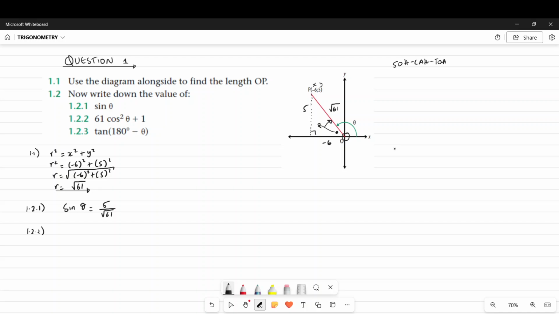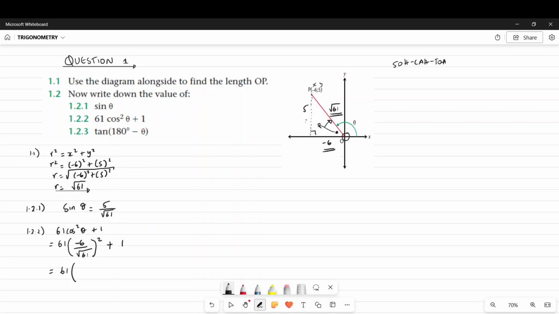1.2.2 says 61 cos squared theta plus 1. So let's get the value of that. We have 61, then open bracket cos theta. Cos theta is adjacent over hypotenuse. This is adjacent and this is hypotenuse. So we have -6 all over square root 61, bracket squared, plus 1.